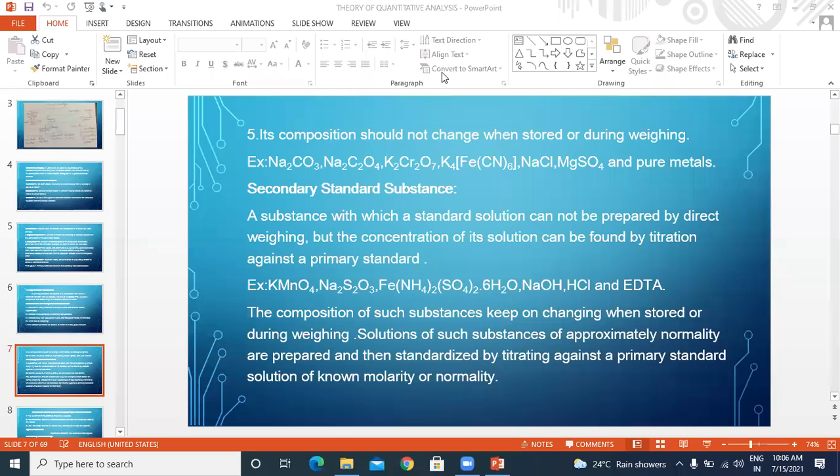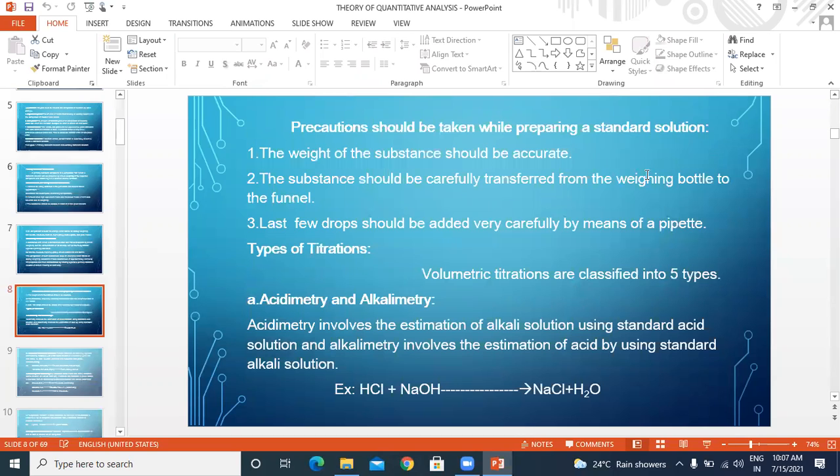Standardization is nothing but finding the concentration of the solution. So we can standardize the secondary solution by titrating against a primary standard solution, whose concentration, either in terms of molarity or normality, we already know. Once we know that, only then can we call it a primary standard solution. Otherwise, it's not possible. Why? Because when we store or weigh the secondary standard substance, its weight changes when it is exposed or stored for some time. So we should find its concentration using a primary standard solution. That is the main difference between primary and secondary standard solutions.